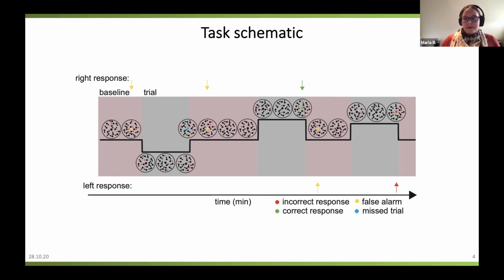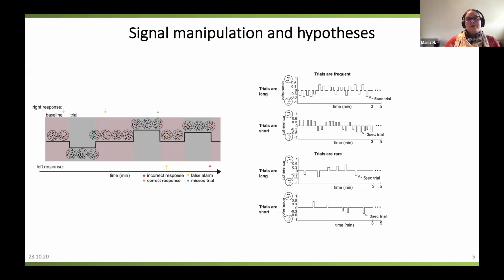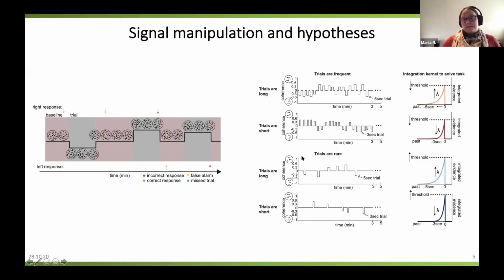So now this is not everything. We thought that if we manipulate the trial period, meaning that we ask how does the integration kernel of participants change if the trials are either long or short, or based on how often they are, are they frequent, or are they rare? This is shown here in this schematic, and it's a 2x2 design. And then we would expect that the integration kernel shown on the right would change accordingly, and it would be how far back in time would you consider evidence, and how much evidence in total do you need to make a decision.